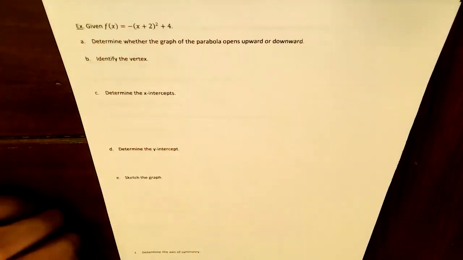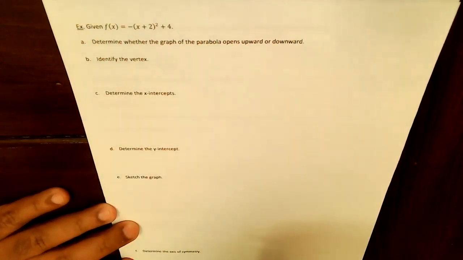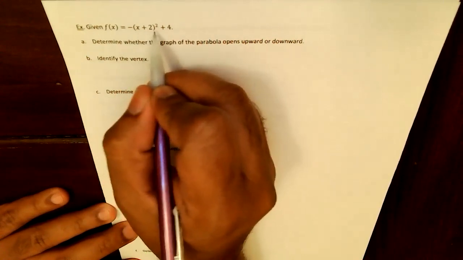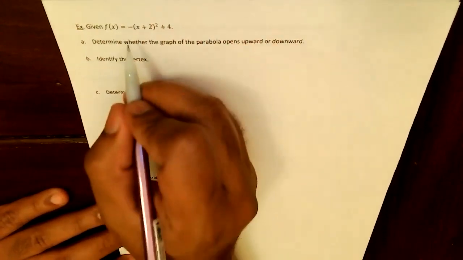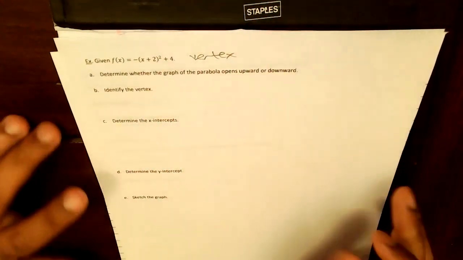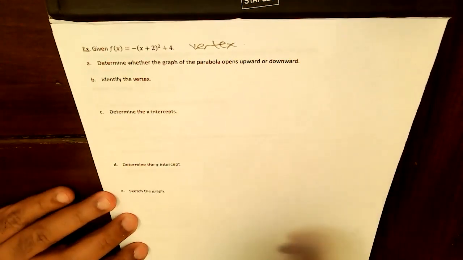Here's another example. I have another quadratic function, which is again in vertex form. And again, how do we know this is in vertex form? It's because of the set of parentheses. We do not have these parentheses when it's in standard form. So this is vertex form. My function is f of x equals negative (x plus 2) squared plus 4.